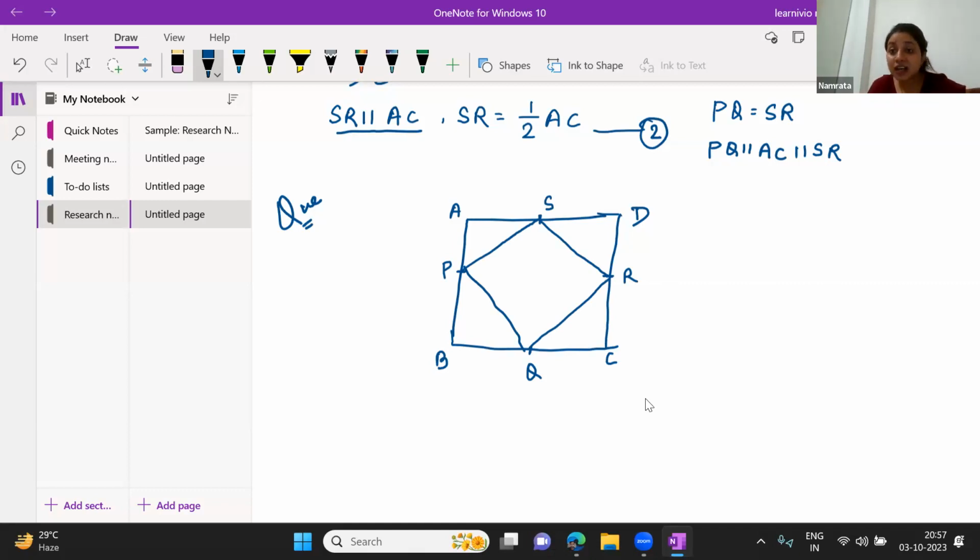We have to show that quadrilateral PQRS is a rectangle. Now you must know rhombus is having all sides of same length here. Since it's a rhombus, AB, BC, CD, DA are equal. Okay. Now, apart from that, let me write the property of rhombus.